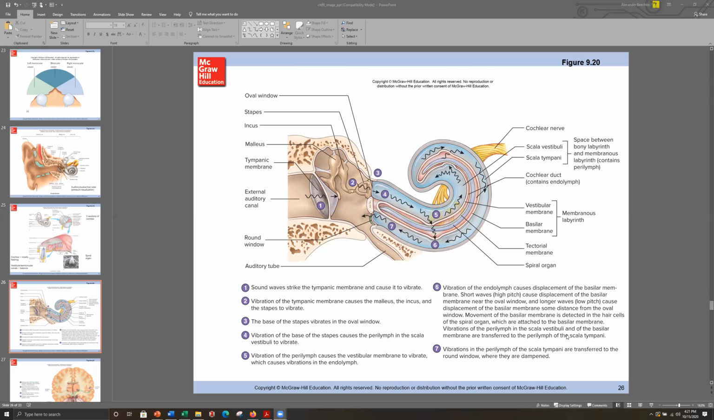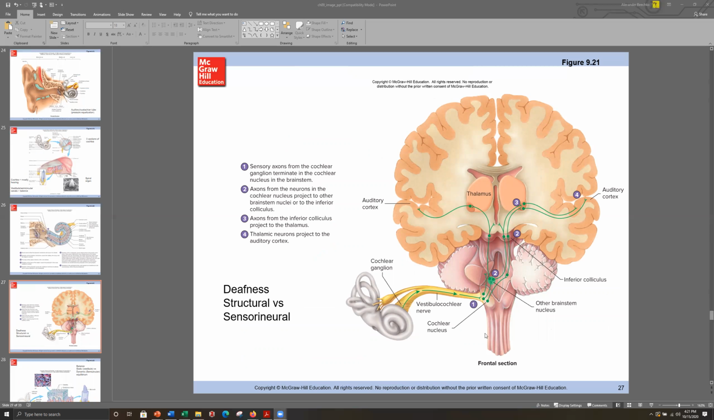Movement of the basilar membrane is detected in the hair cells of the spiral organ, which are attached to the basilar membrane. So vibrations of the perilymph in the scala vestibuli and of the basilar membrane are transferred to the perilymph of the scala tympani. Vibrations in the perilymph of the scala tympani are transferred to the round window where they become dampened so that we don't completely blow out our inner ear.